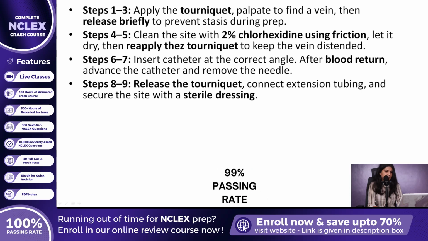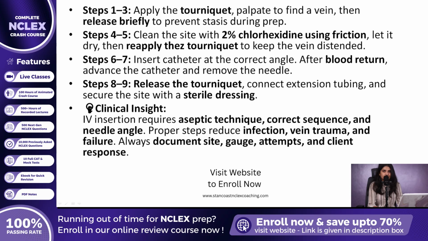Option I is then completed by releasing the tourniquet and connecting the extension tubing. Finally, Option A is last, applying a sterile dressing over the intravenous site to maintain sterility and secure the line. This sequence ensures a safe, effective IV insertion and minimizes the risk of infection or complications.